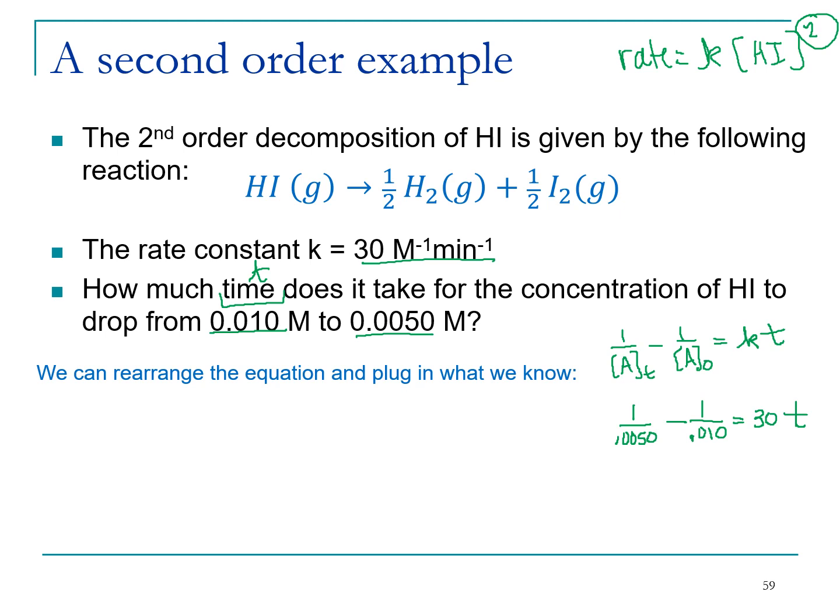One divided by 0.0050 is 200. And 1 divided by 0.010 is 100. So 200 minus 100 is 100, divided by 30 is going to equal T. So what is that? 3.33 minutes.